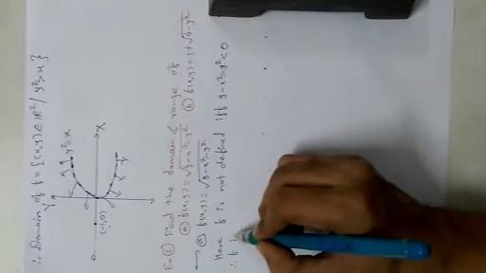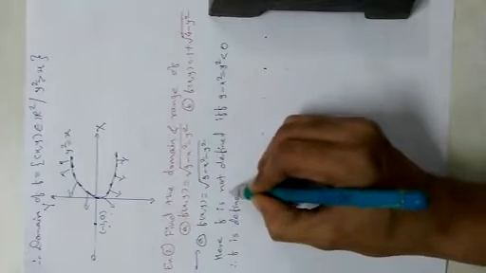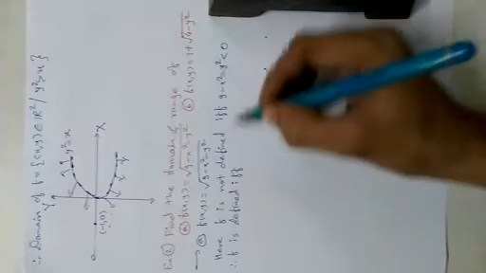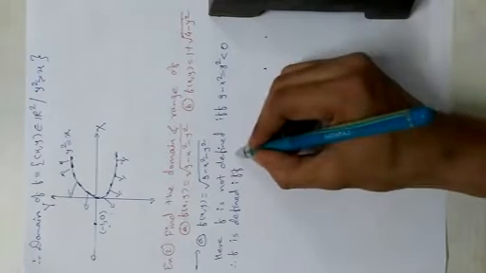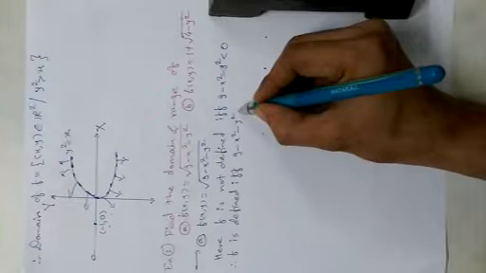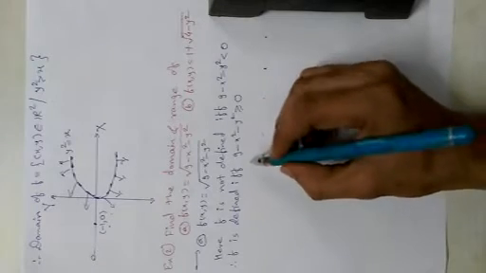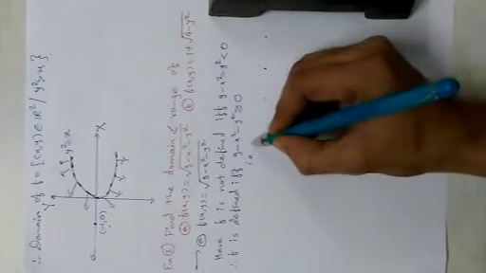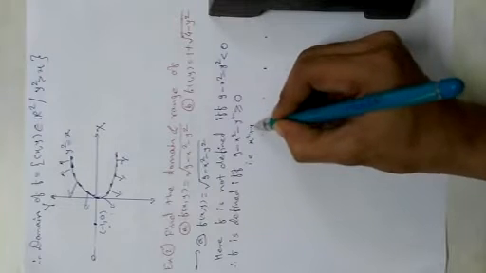Therefore f is defined if and only if, now we have to take negation of this inequality, 9 minus x square minus y square is greater or equal 0. That is, x square plus y square is less or equal 9. f is defined if and only if x square plus y square is less or equal 9.